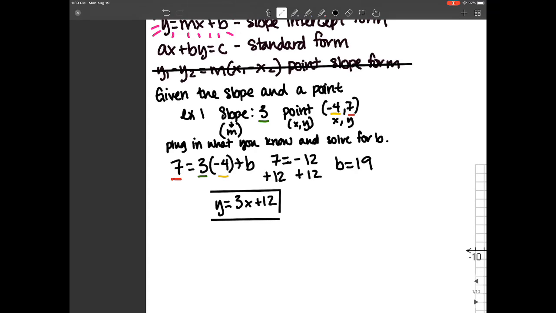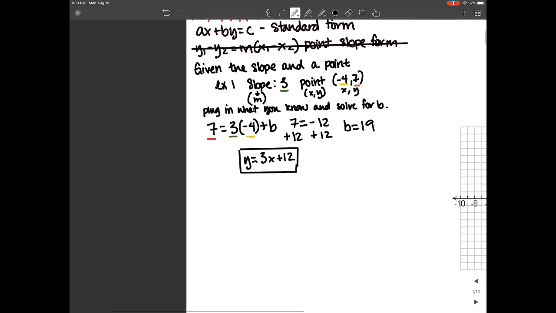All right, so reiterating steps again. Label what you're being given. The labeling I know seems childish. It helps, okay? Label what you know. Then plug in everything that you do know. Solve for B. Once you get B, don't forget to write the equation by putting the y and x back in, and then substituting in your m and your b for the numbers that you are given or found.